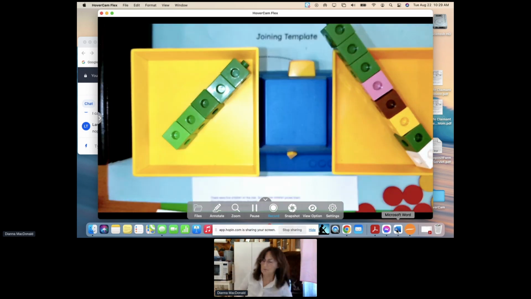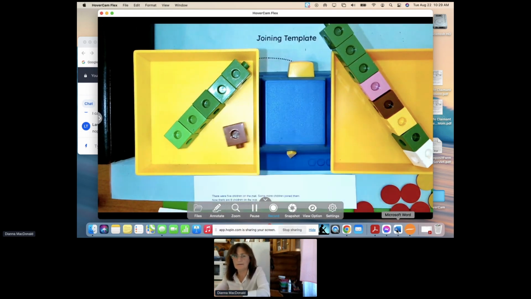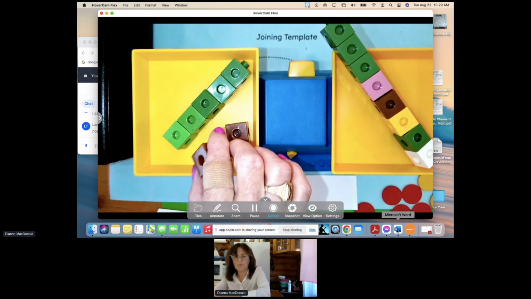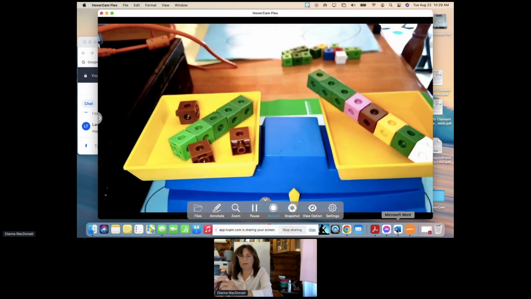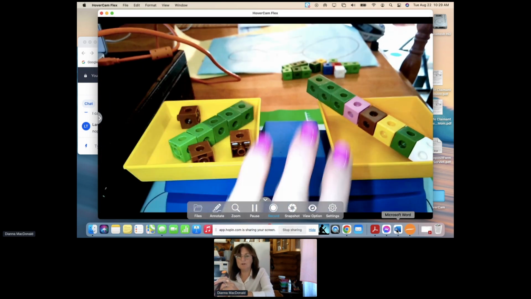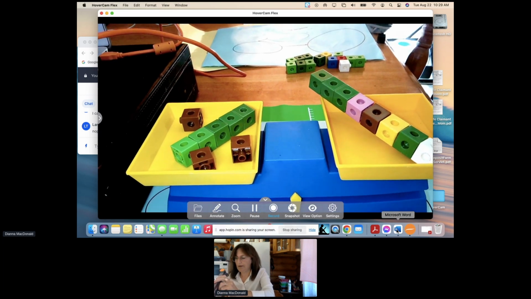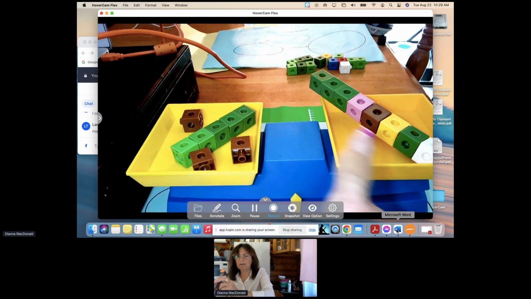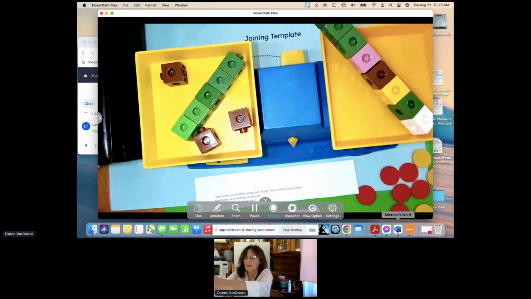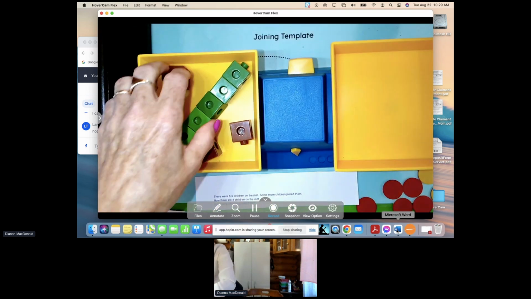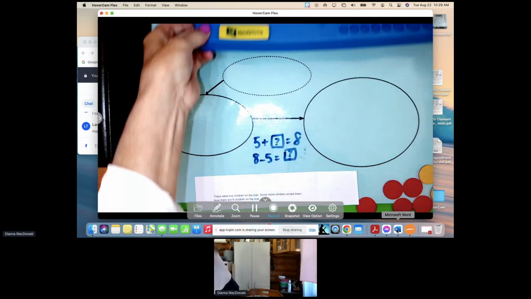So I will do this with the children. 5 plus how many makes 8? 1 more is 6, 1 more is 7, and 1 more is 8. And that is our equation that we just figured out from our template, right? So 5 plus 3 does in fact equal 8. That validates that thinking. And again, just a nice tie-in to doing a problem, making lots of connections.